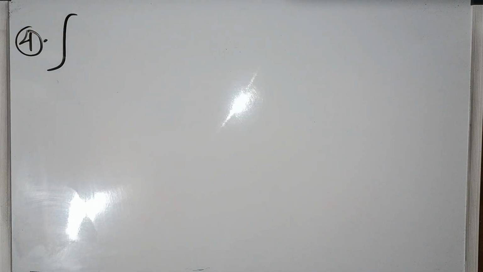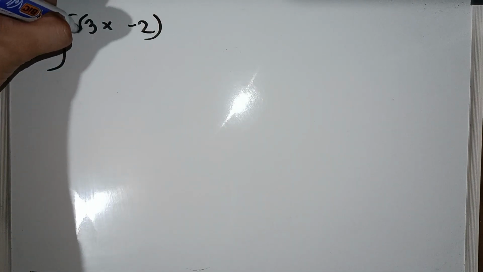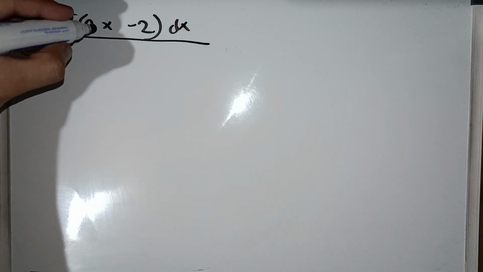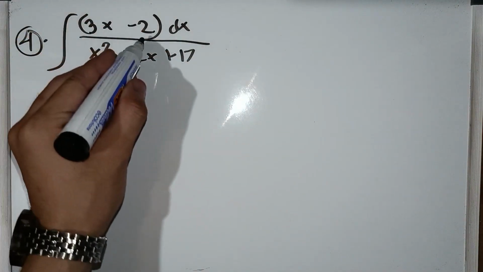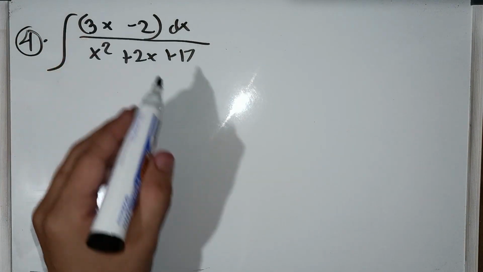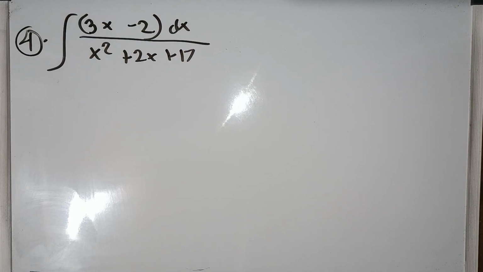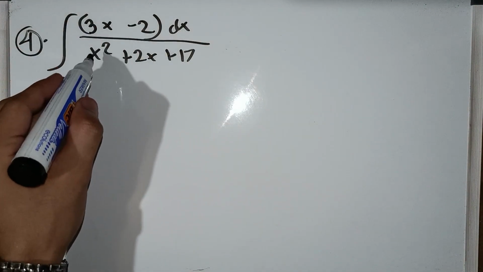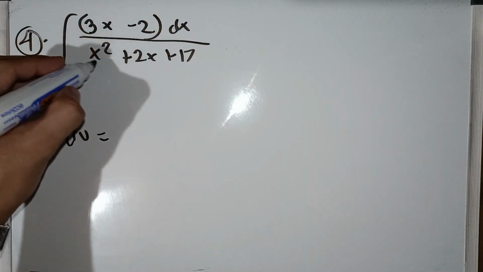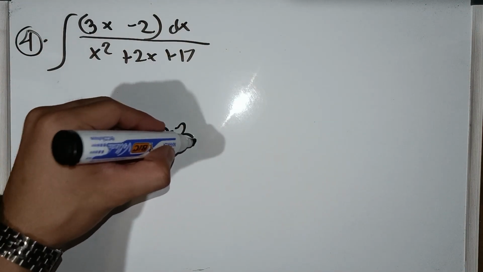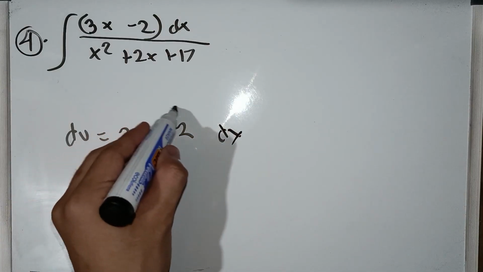For question number 4, let's try the integral of 3x minus 2 dx all over x squared plus 2x plus 17. Let me solve this. For this, we have to think of a numerator that is the derivative of our denominator. So du is equal to the derivative of this, so 2x plus 2.